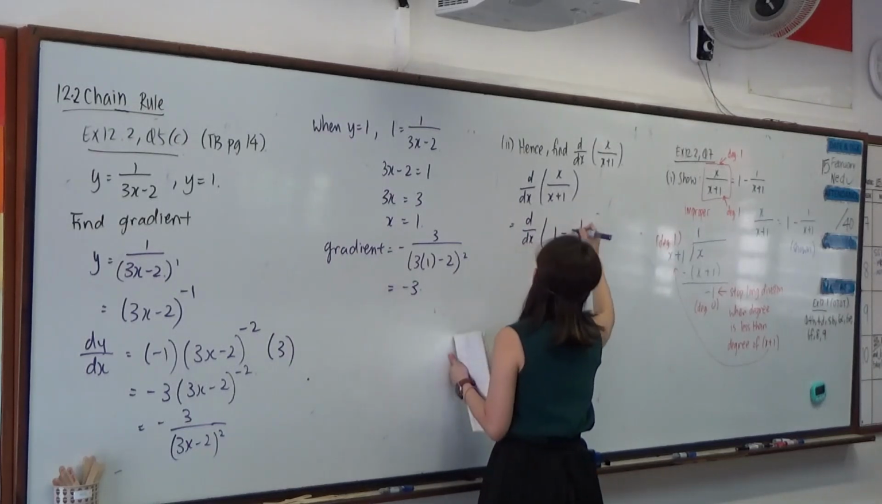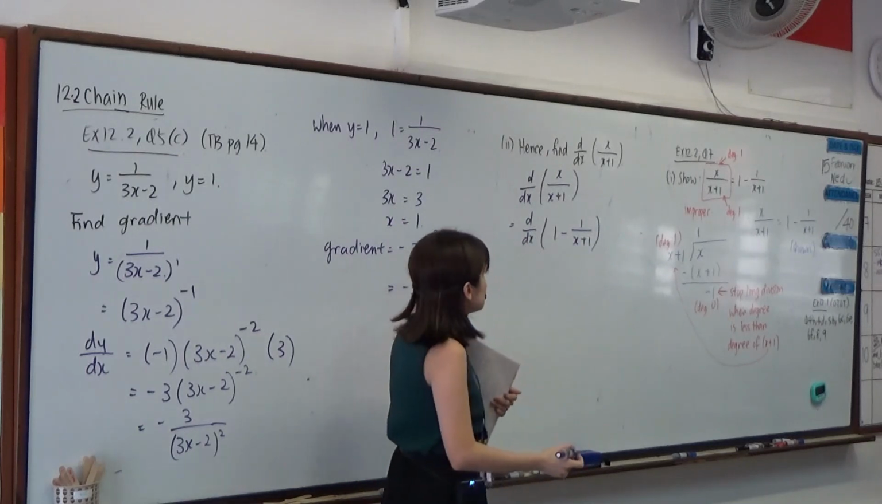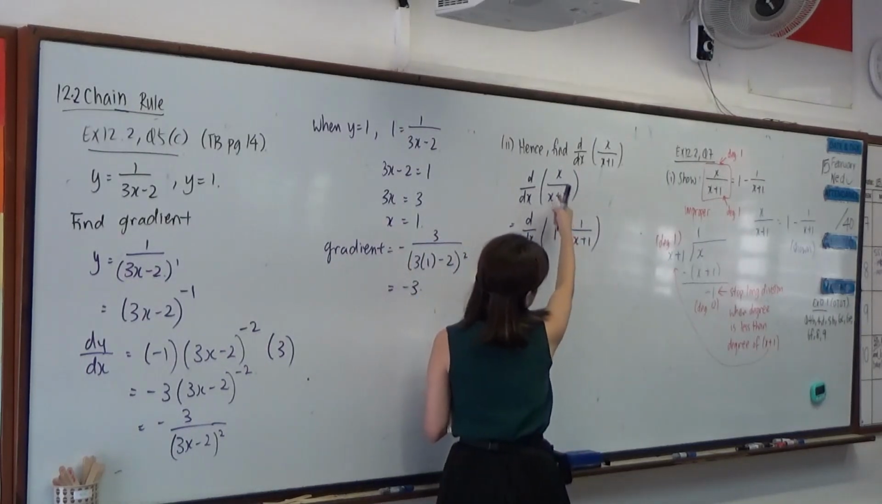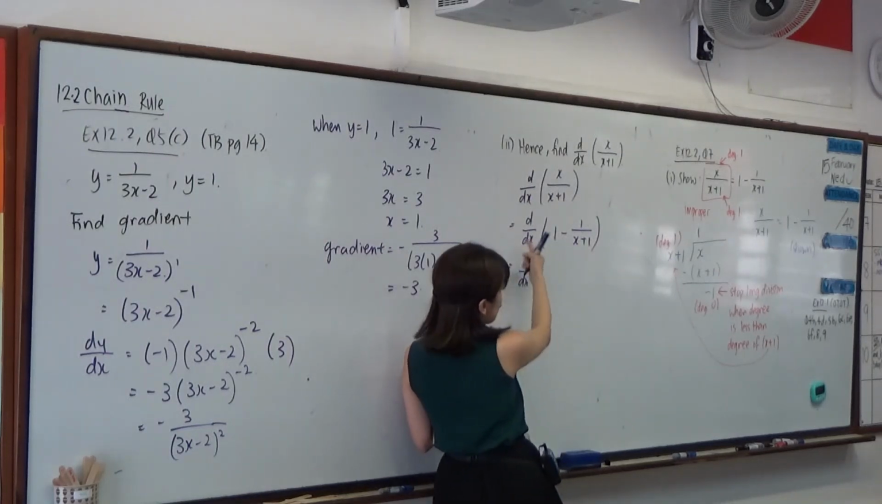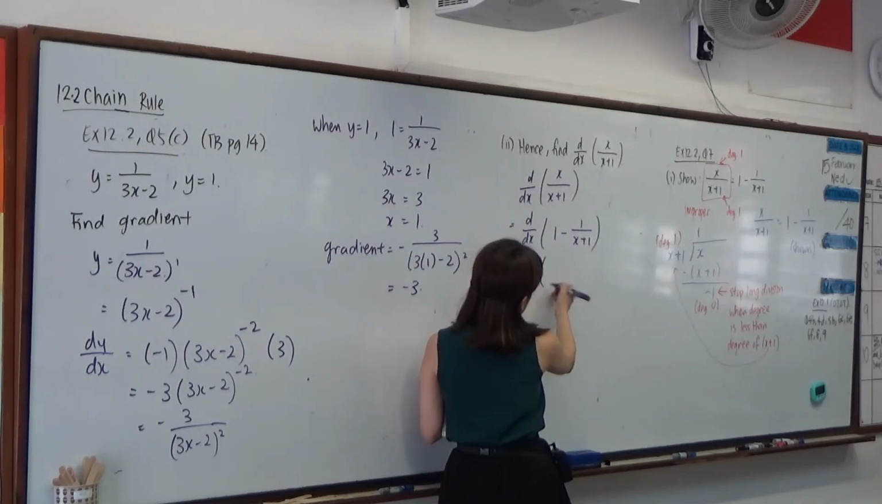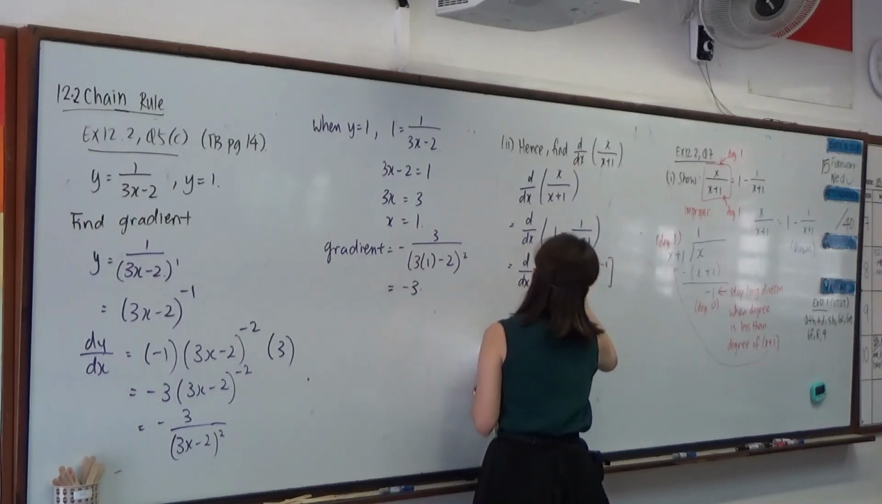which is 1 minus 1 over x plus 1. Okay? I'm only currently trying to simplify the question itself. I'm not yet differentiating. That's why the differentiating operator still maintains here. We have 1 minus x plus 1 to the power of negative 1.